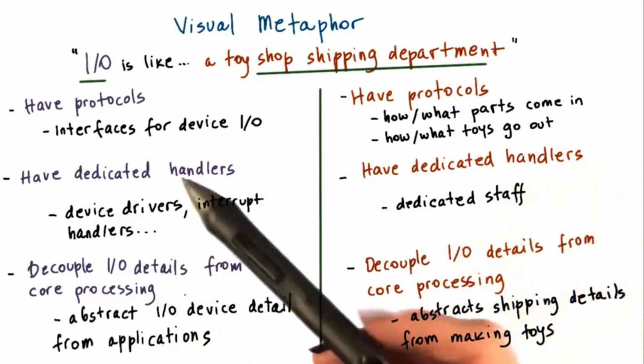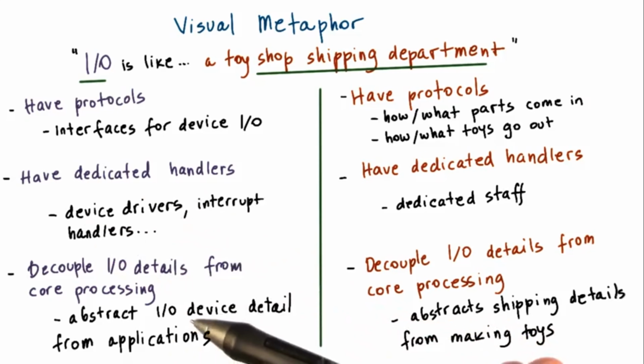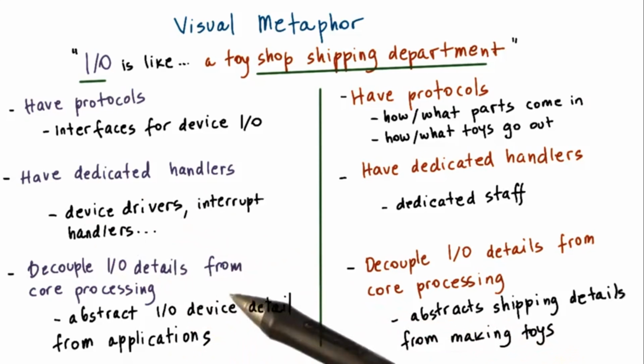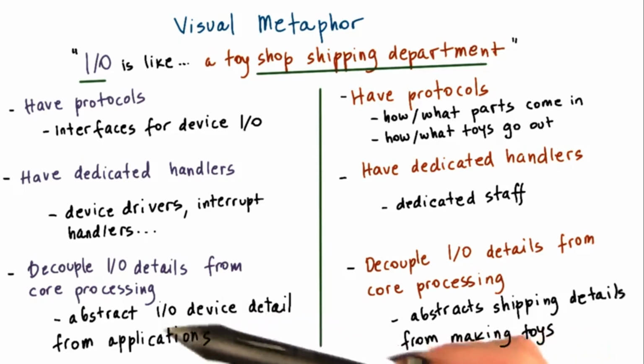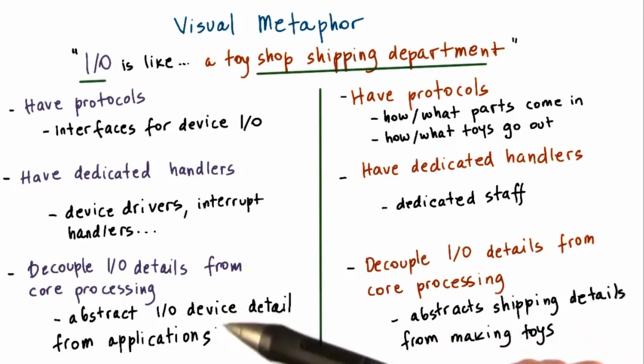And finally, by specifying these interfaces and using this device driver model, operating systems are able to achieve this last bullet. They're able to abstract the details of the I/O device and hide them from applications or upper levels of the system software stack, from other system software components.